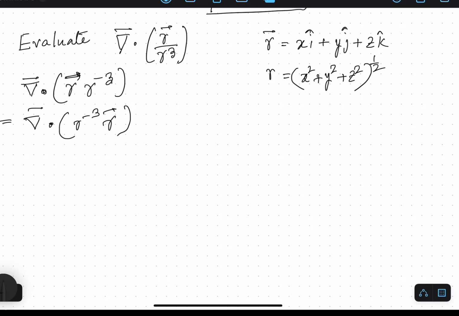So first, to find out the value of divergence of r to the power of minus 3 multiplied by r vector, I will use an identity. Remember, this r to the power of minus 3 is a scalar quantity, and r vector is a vector quantity.